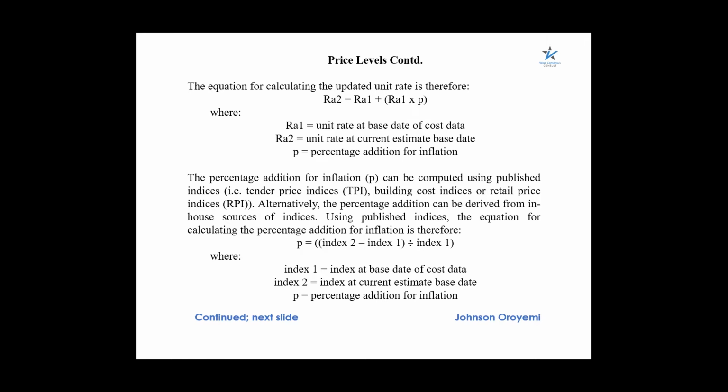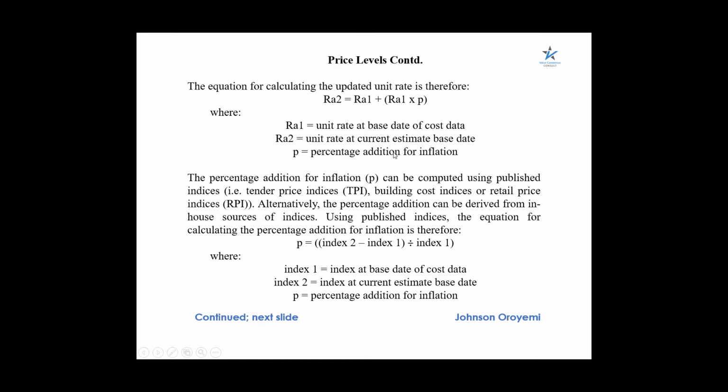So what we do then is that we multiply that percentage by our unit rate at base date of cost data, and that is the unit rate of the previous project that we are using the cost information from. Whatsoever we get there, we add it to the unit rate at base date of cost data. The addition of the two will give us the unit rate at the current estimate base, that is the unit rate for the current project, the cost planning that we are doing for the new project. So that's how to go about it.